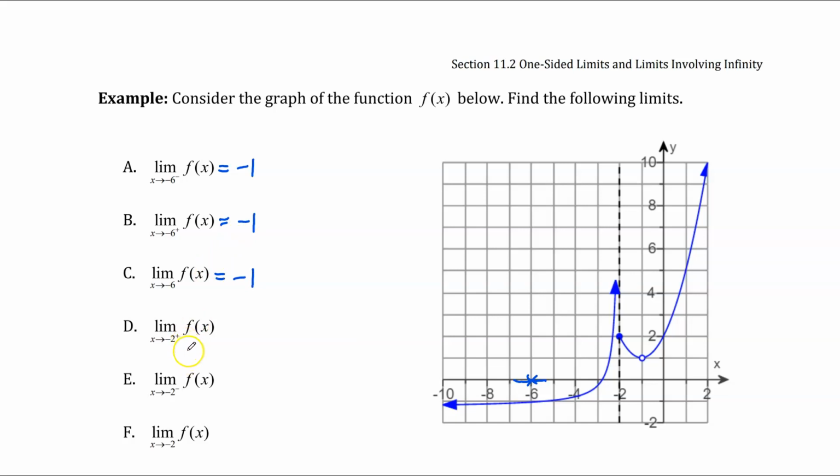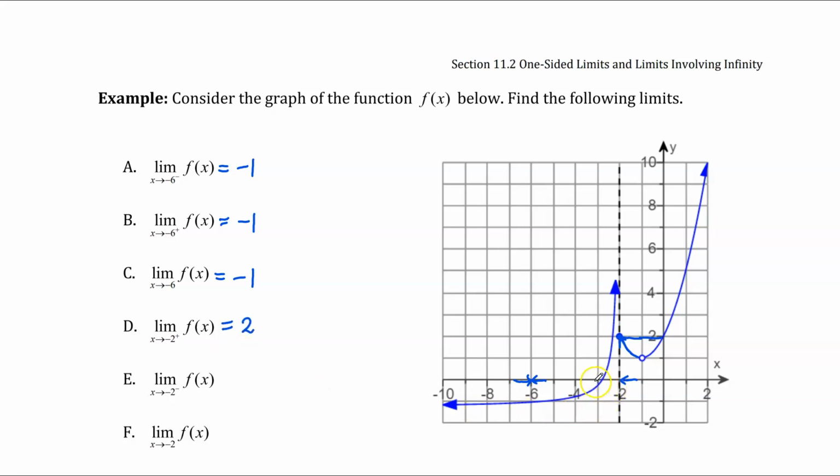Next, let's look at the limit of the function as x approaches negative 2. So as x approaches negative 2, it's this value here. Let's look at the right-hand limit first. As x approaches negative 2 from the right, your function values approach this point here, and this point is equal to 2. So the right-hand limit is 2.